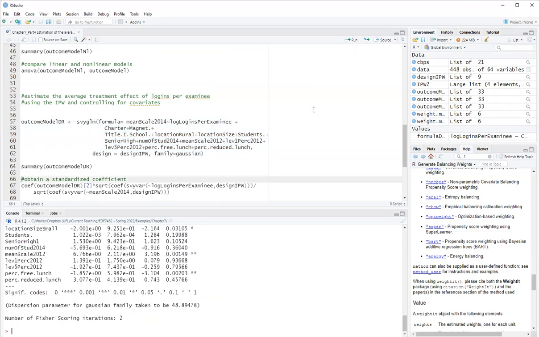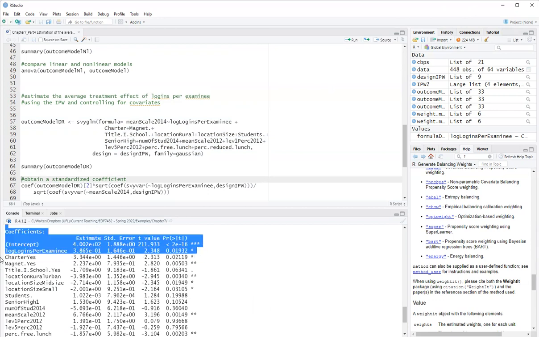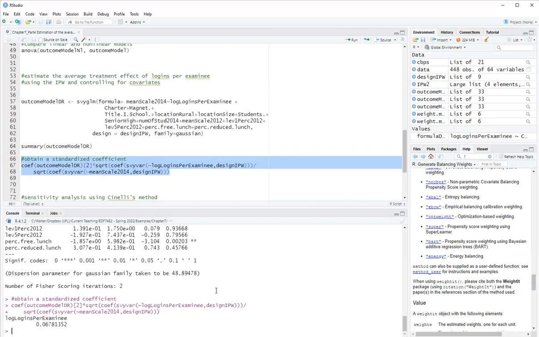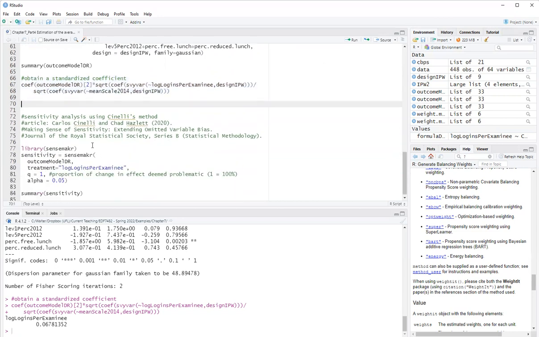Okay, so we will fit the doubly robust model and look at it. And now here, the log ins per exam is statistically significant. And I attribute that to increasing power by adding these covariates. I will obtain the standardized coefficient. And it's about the same size as the one I obtained from previous model, 0.06.